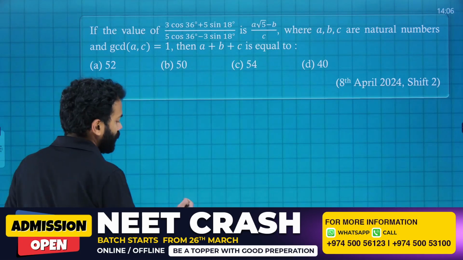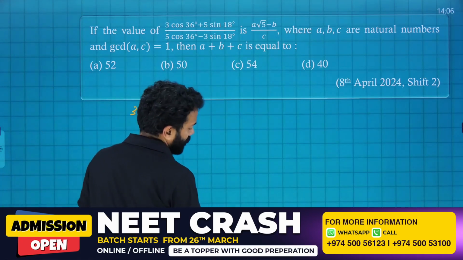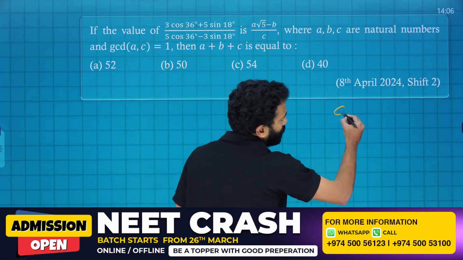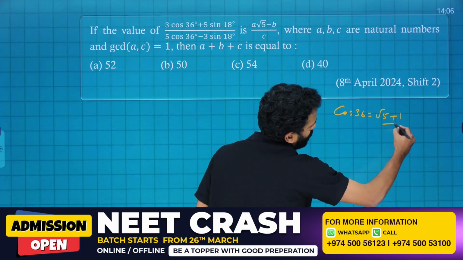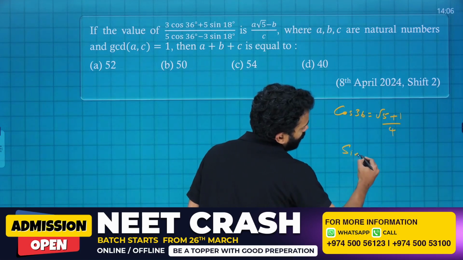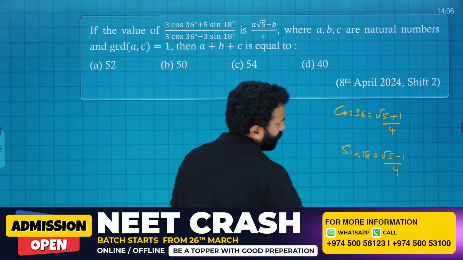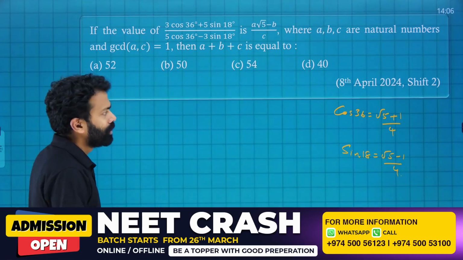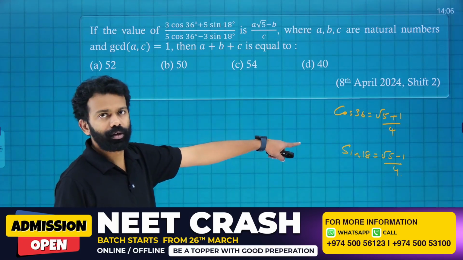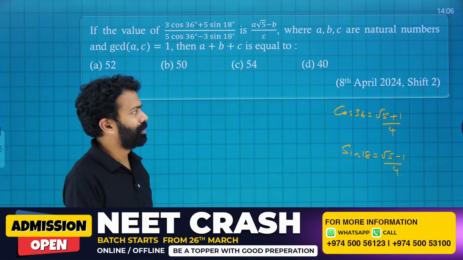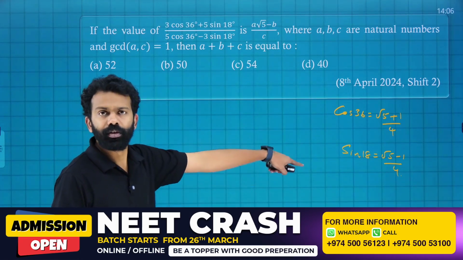Therefore it will be 3 into, what is the value of cos 36? We can write that first. Cos 36 is equal to root 5 plus 1 by 4. And what is the value of sin 18? That will be root 5 minus 1 by 4. Just substitute those values there. See, you might not be familiar with these angles, but you need to learn them by heart. From 2023 itself, a lot more questions are being asked based on these values.